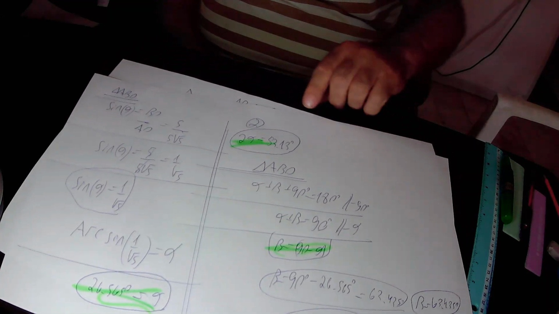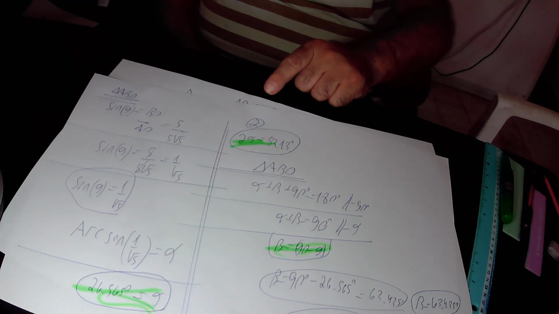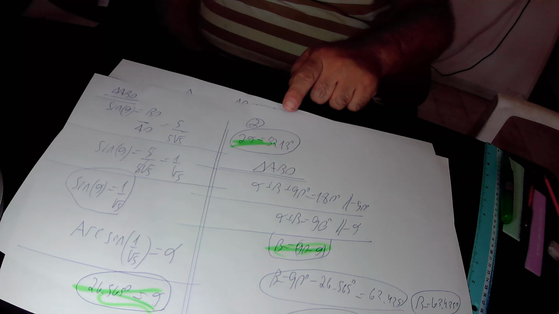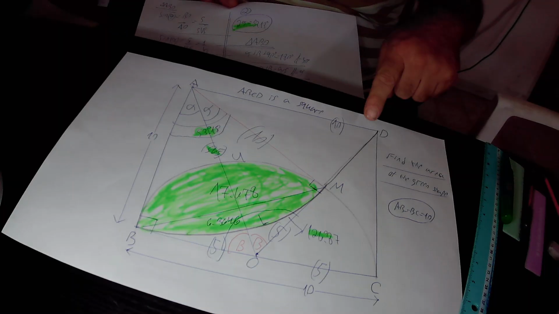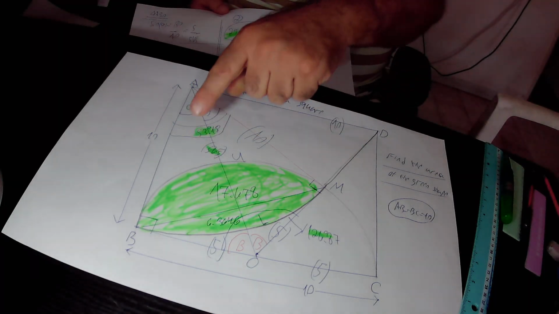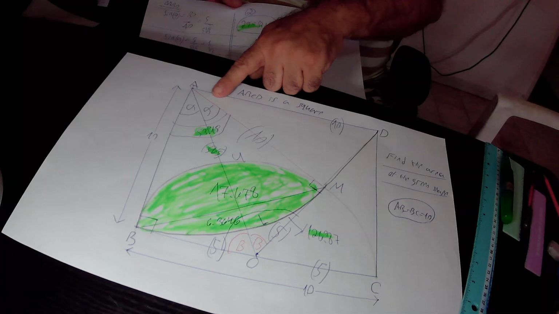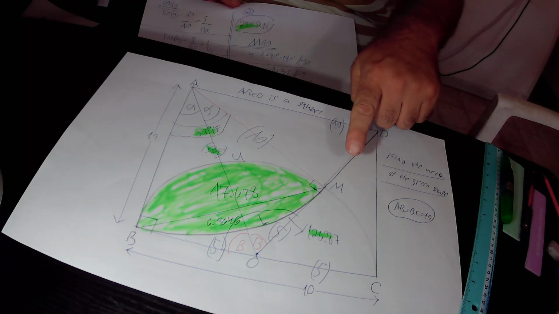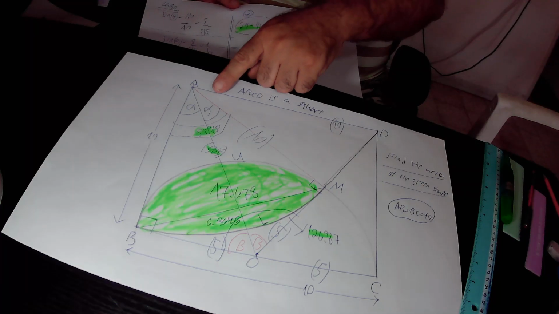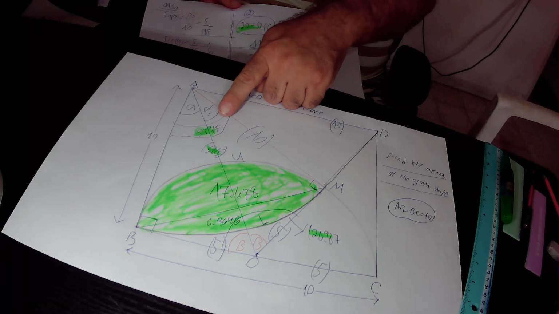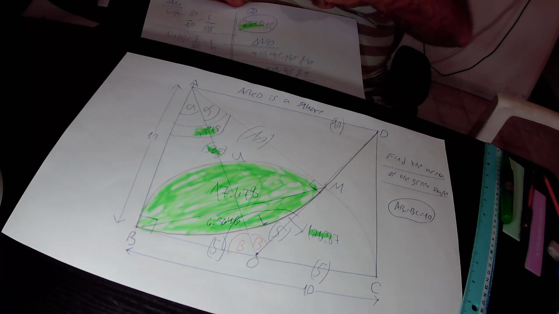Therefore, 2 alpha must be equal to 2 times 26.565, that is 53.13 degrees in size. This is angle MAB, which equals alpha plus alpha, that is 2 alpha. Therefore, we just found out that angle MAB equals 2 alpha, which equals 53.13 degrees in size.